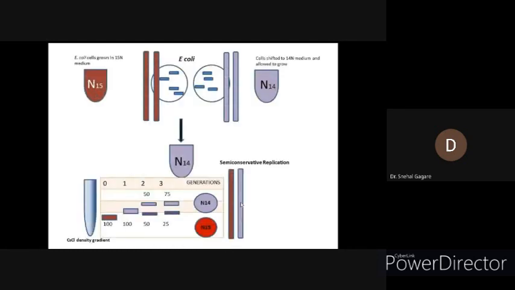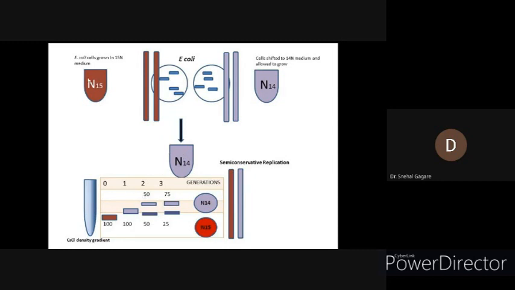Once again, the gist of what exactly Meselson and Stahl did. They used E. coli cells. This is the genetic material of E. coli, the DNA of E. coli. Initially, E. coli was grown in N15 medium, and after that the same E. coli was transferred to N14 medium.